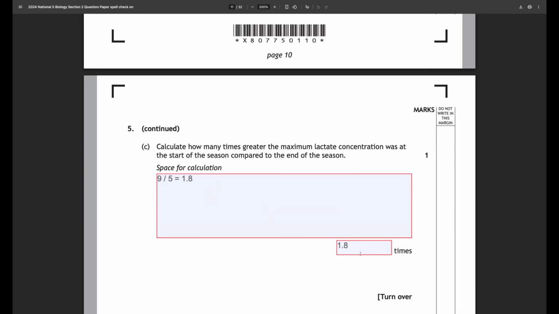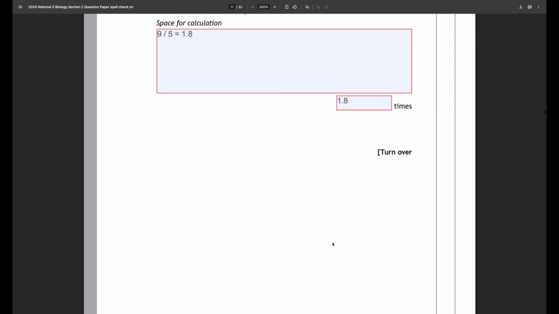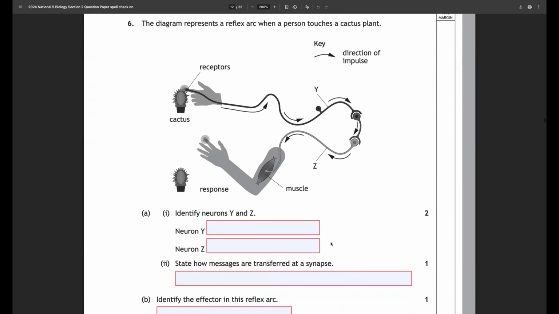And remember, yes, we do our calculation, but we also put our answer in the box that they want us to put the answer in. Okay, number 6. We're motoring along now. The diagram represents a reflex arc when a person touches a cactus plant.